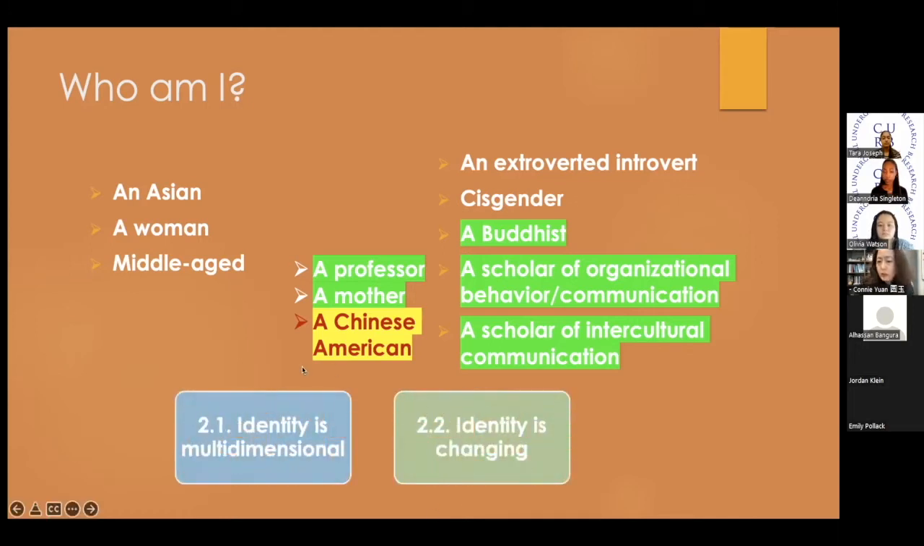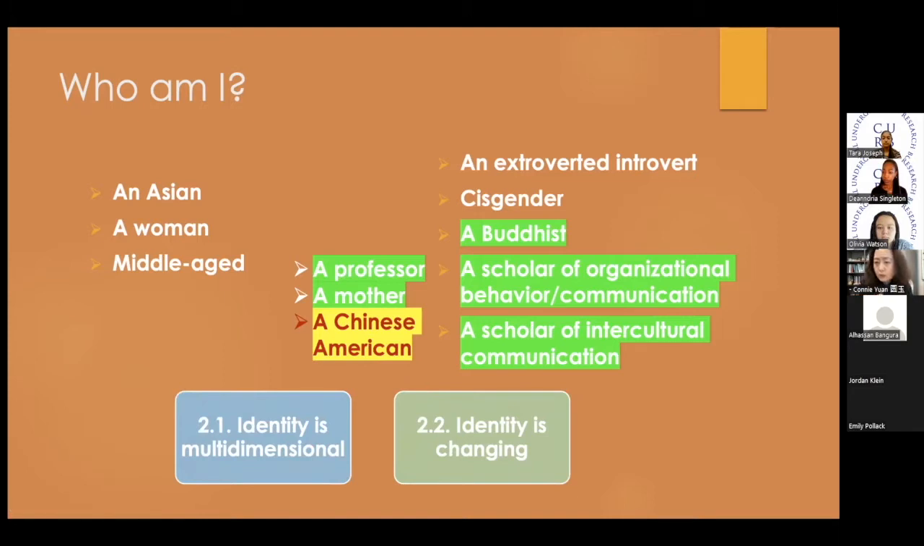So here are very key ideas about identities. Identity is multidimensional, meaning all these traits can define who I am, and identity is changing, which means these, the green highlighted ones, are traits that change.